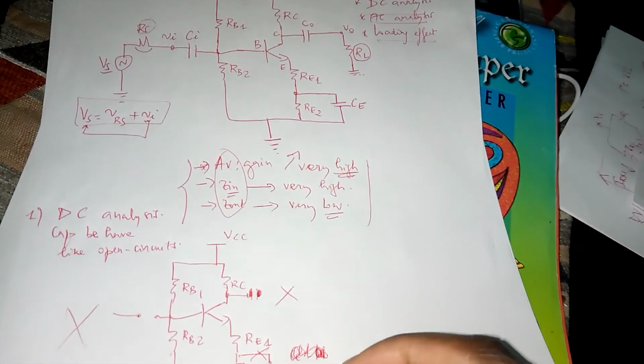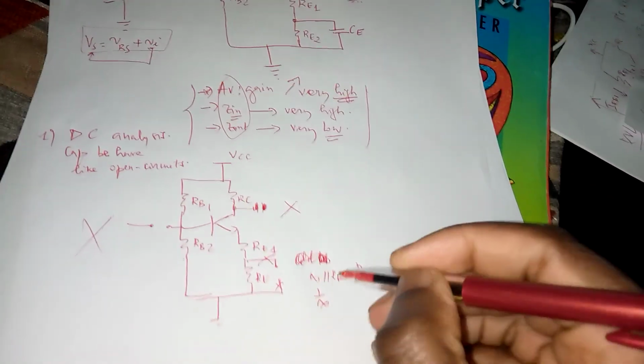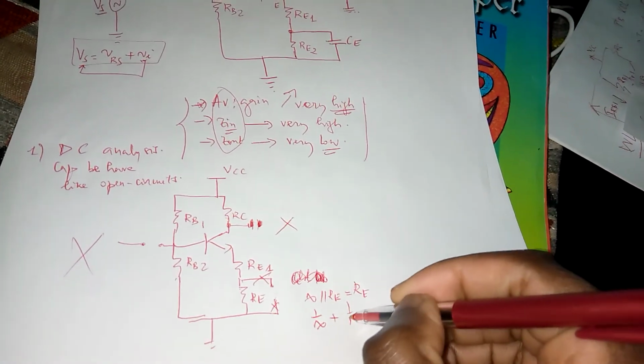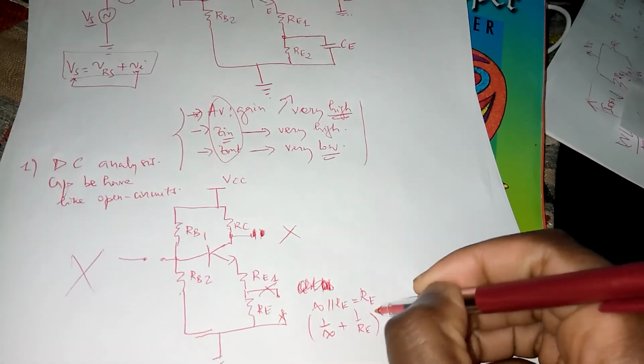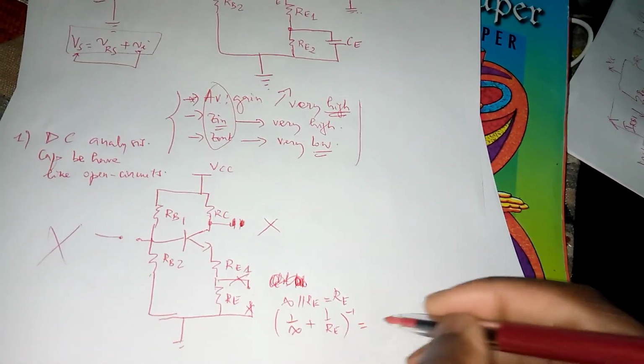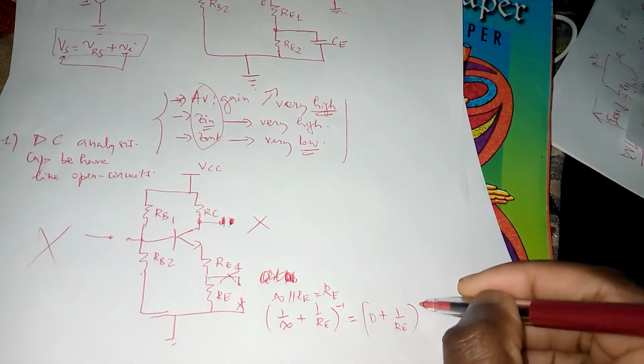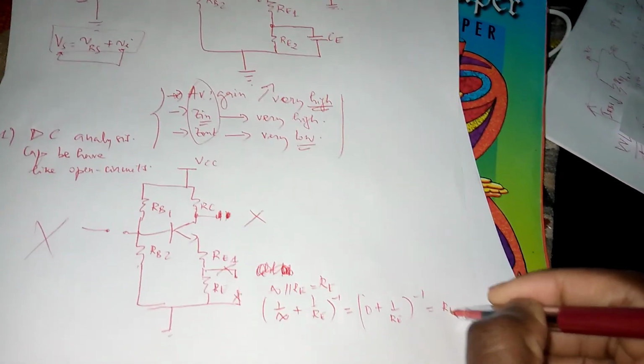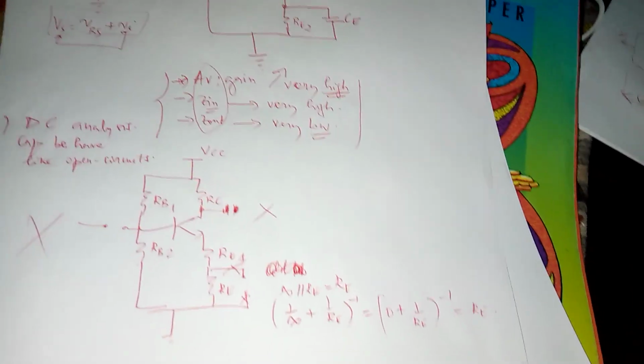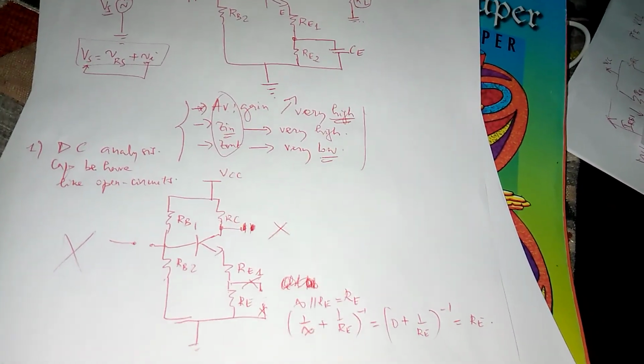Why is it RE? Because you can work it out. If you want to prove it mathematically, it is (1 over infinity plus 1 over RE) to the power minus 1, so that will be (0 plus 1 over RE) to the power minus 1, which will give RE. So anything in parallel with an open circuit gives the resistor considered here.